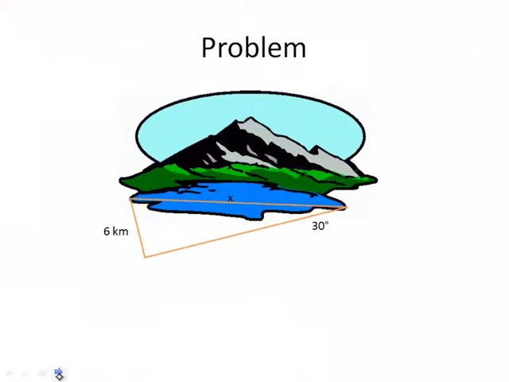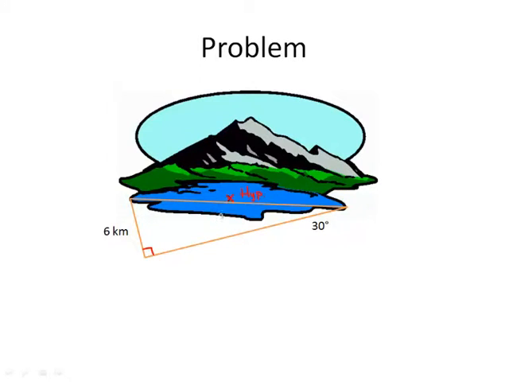Here's a problem. We want to find the length across the lake. We have a lake. We can't walk across the lake, but we can walk in a 90-degree triangle to make the length of the lake one of the sides of our triangle. So in this case, the length of the lake is our hypotenuse.